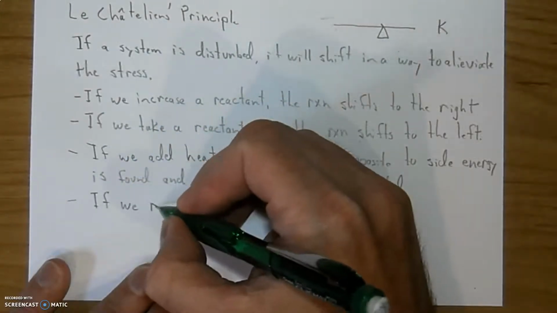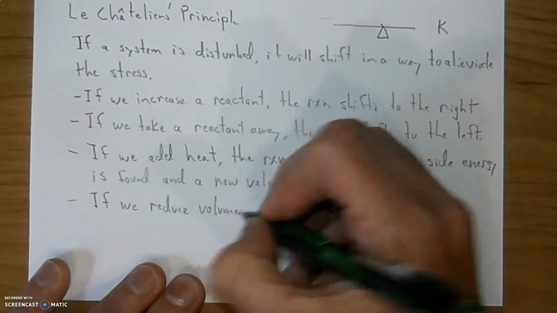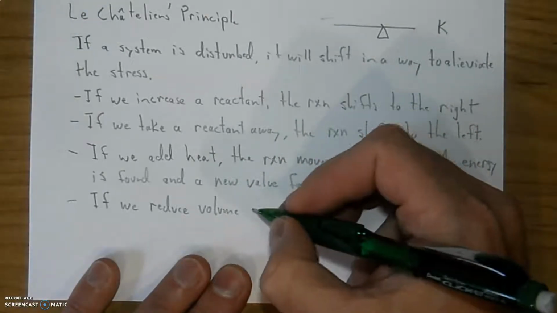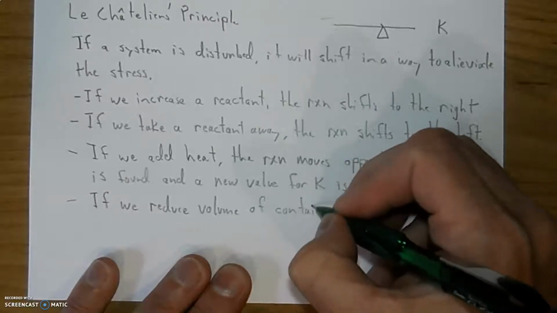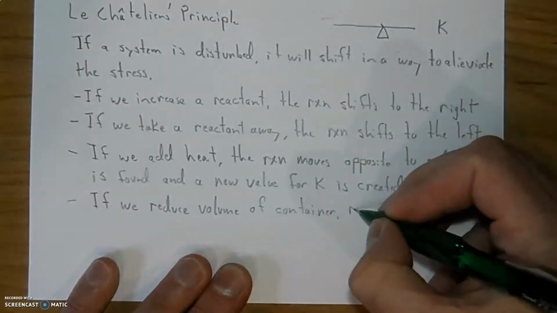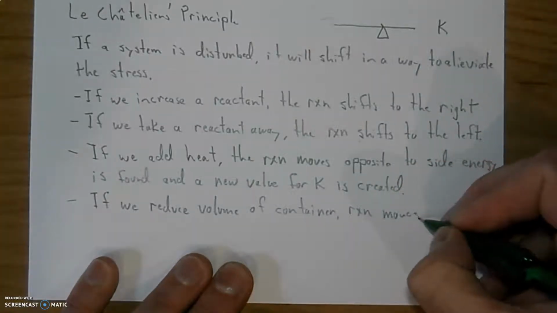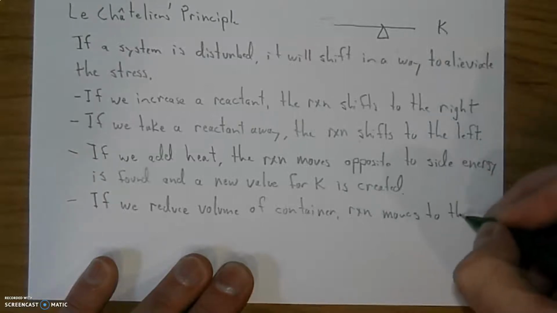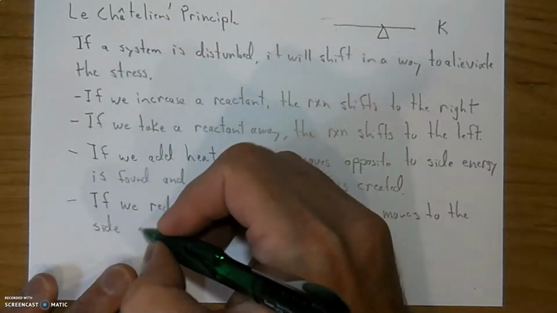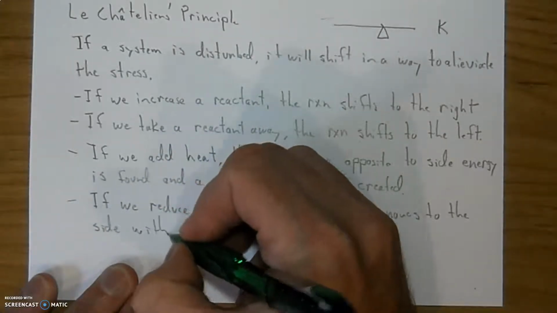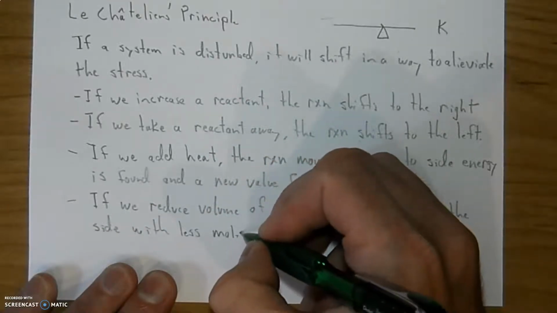we reduce the volume of the container, think gases. If we reduce the volume of the container, the reaction moves to the side of the reaction with less moles of gas.